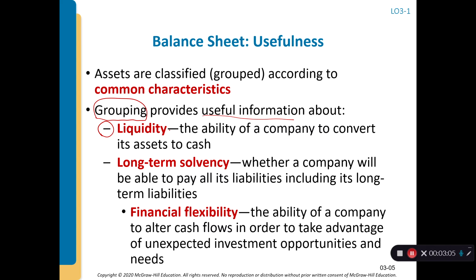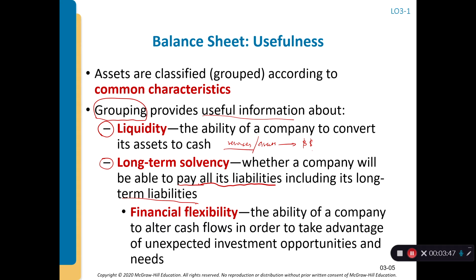Liquidity is defined as the ability of a company to convert its assets to cash. It means how fast your resources, or your assets, can be converted to cash. And then you can also look at categorization based on long-term solvency. The definition of it refers to the assessment of whether a company will be able to pay all its liabilities, including long-term liabilities, right?